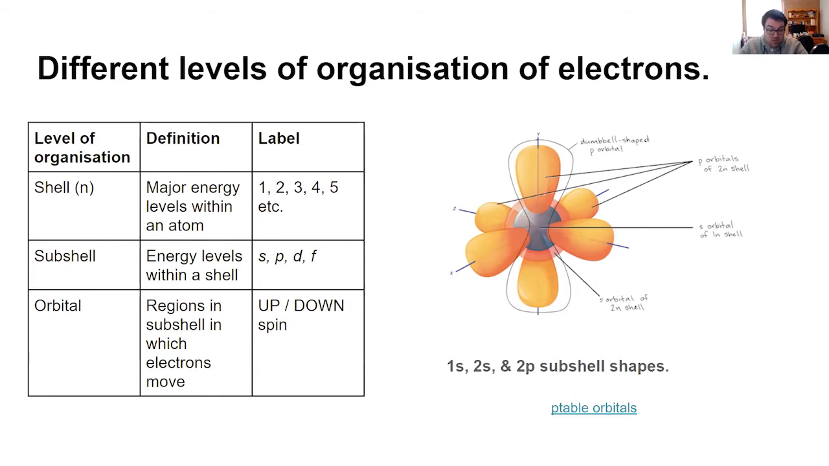Of which those 2 electrons, like every single fundamental particle, are actually spinning. And there are 2 different ways they can spin. I'll expand on that in a little bit more detail in a second. But basically, they can spin up or down. I'm just going to throw annotate on just here.